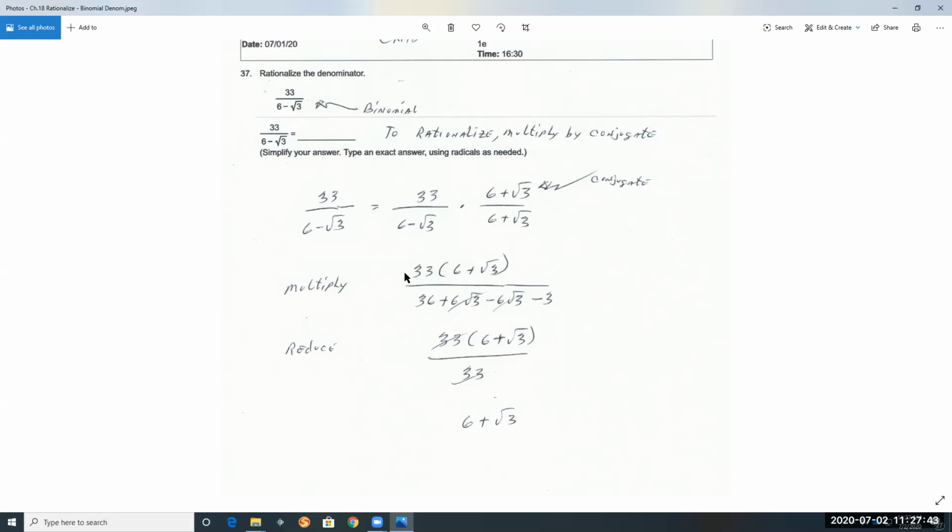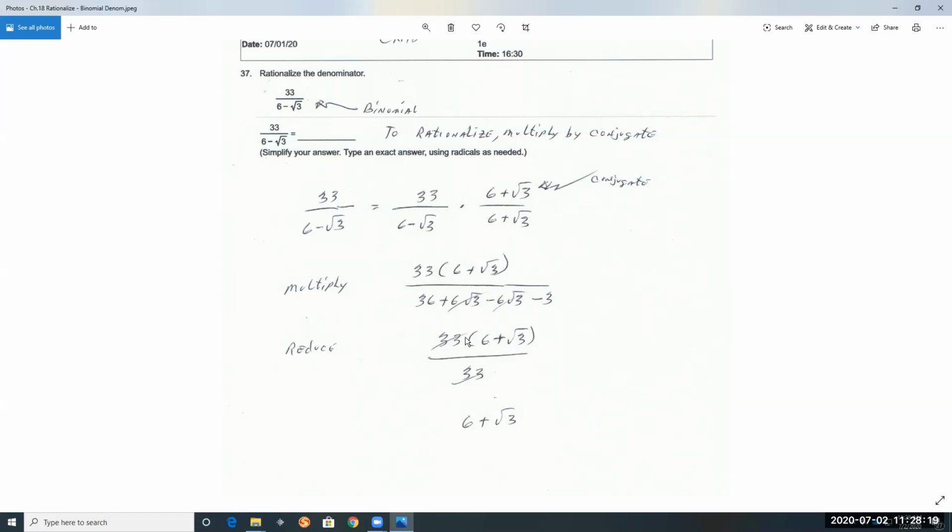When we multiply out the numerator, we have 33 parentheses, 6 plus the square root of 3. In the denominator, when we multiply the difference of two quantities by the sum of the same two quantities, watch what happens. Multiply out the first terms, we get 36. The outer pair is the 6 times the square root of 3. The inner pair is minus 6 square root of 3. Notice they cancel. That's why the rationalizing works. And when we multiply the last term, square root of 3 times the square root of 3, we get 3.